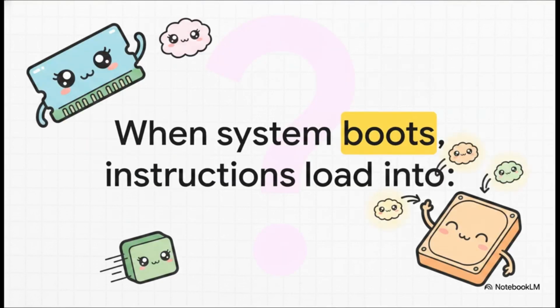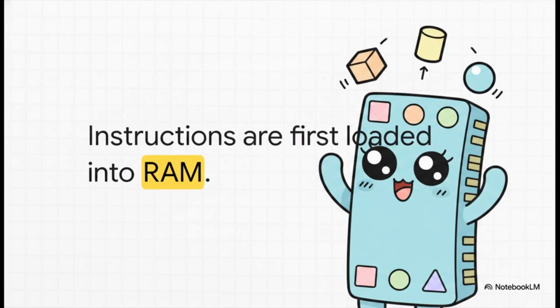And here is our final question for today. Question 5. When the system boots up, instructions are first loaded into A. Cache, B. RAM, C. Registers, or D. Hard disk. Think about where working programs go when they need to be actively used. The correct answer is B. RAM. Excellent work completing the quiz today.